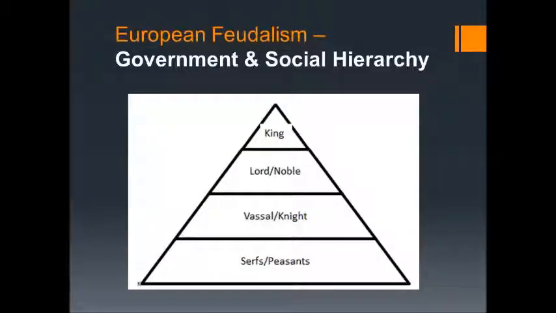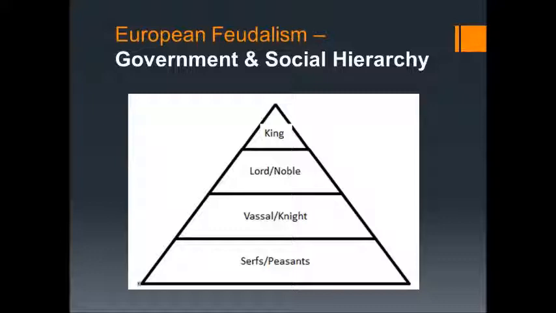So in order to provide themselves some protection, they invent this system called European feudalism. European feudalism is a social hierarchy in which a vassal, someone lower, serves a lord and receives protection and land in return. So it's really about land for loyalty. Your class was determined by your birth.